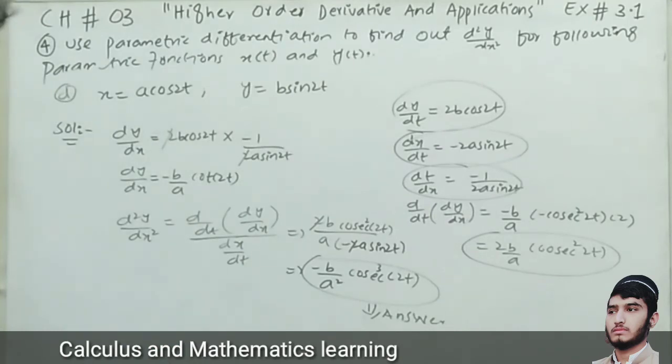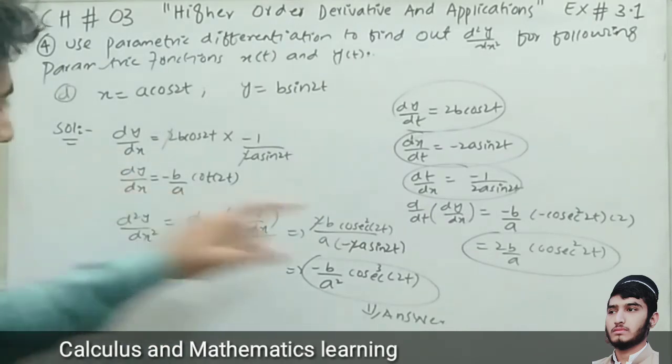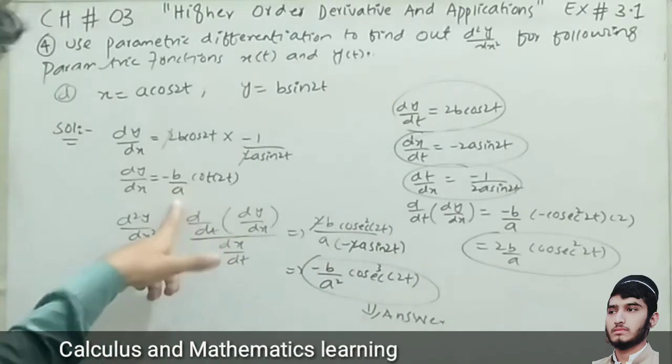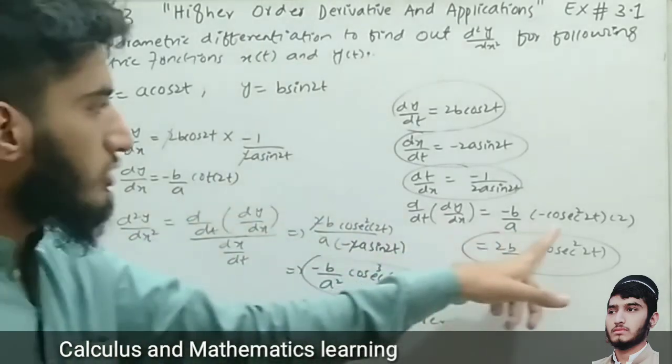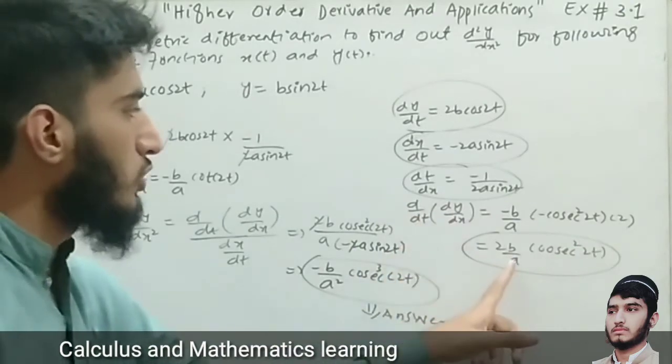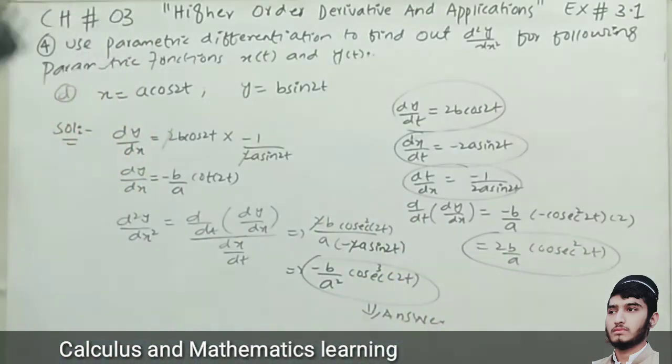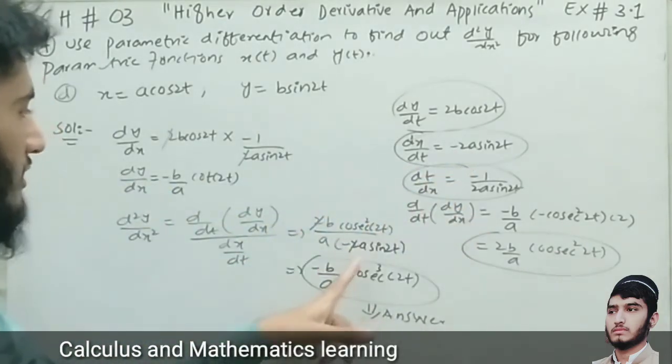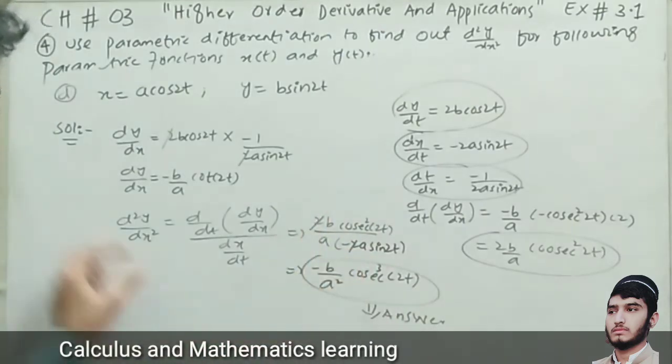Now after this, finding the derivative of dy by dx with respect to t. It will give us minus b by a, the derivative of cotangent 2t is minus cosecant square 2t, and the derivative of the inner function is 2. So d by dt of dy by dx is 2b by a cosecant square 2t. So put here, divided by dx by dt, which is minus 2a sin 2t. By simplification it will give us the value of d square y by dx square, which is minus b by a square cosecant cube 2t. This is the required answer.